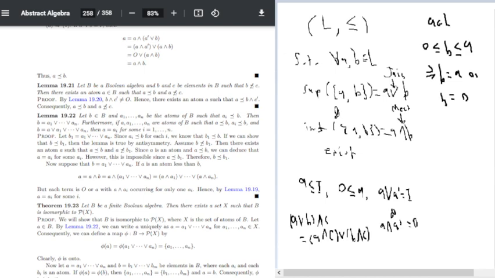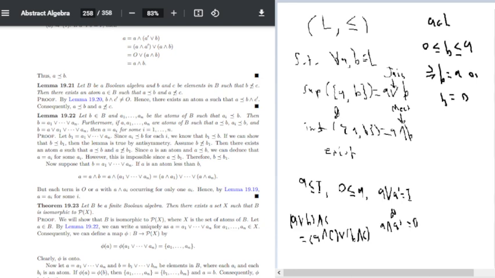Consequently, A is less than or equal to B, and A is not less than or equal to C prime. Lemma 19.22. Let B be in the Boolean algebra, and A1 all the way to AN be the atoms of B such that A_i is less than or equal to B. Then B is equal to A1 join A2 join all the way up to join AN. Furthermore, if A1 all the way to AN are atoms of B such that A_i is less than or equal to B, and B is equal to A1 join all the way to join AN, then A equals A sub I for some I equals 1 to N.